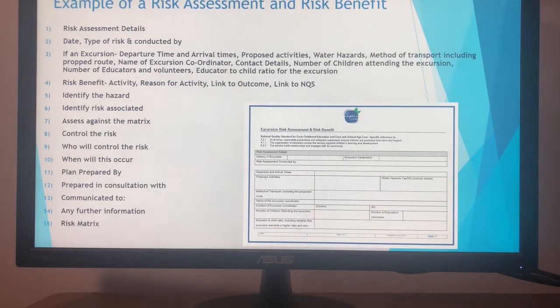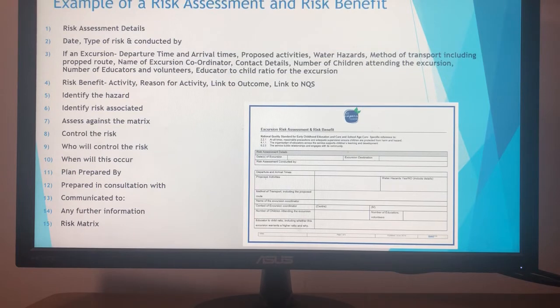Our template, Kids Capers, is formatted with the risk assessment details: the date, the type of risk and conducted by. If it is an excursion risk assessment, departure time and arrival times, proposed activities, water hazards, method of transport including proposed route, name of the excursion coordinator, contact details, number of children attending the excursion, number of educators and volunteers, and the educator to child ratio.